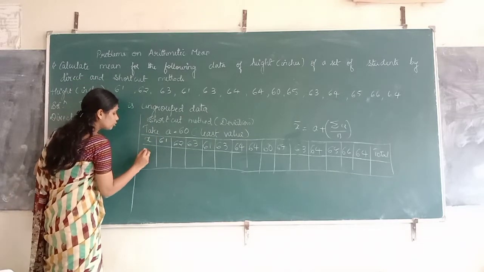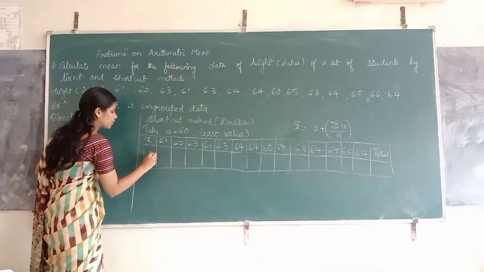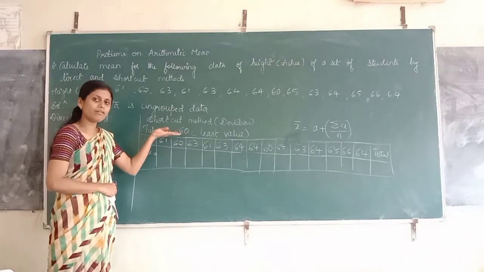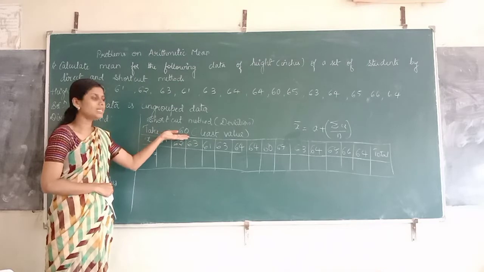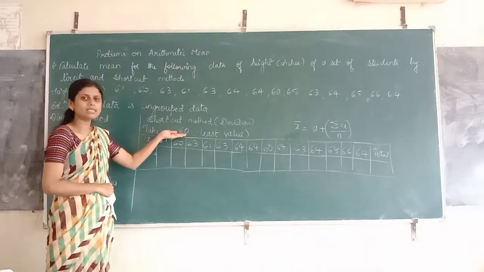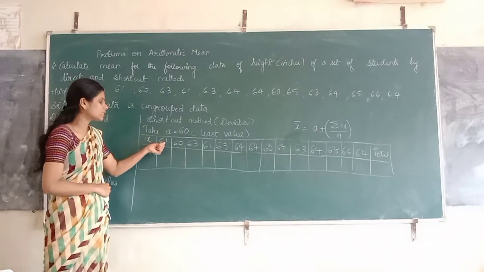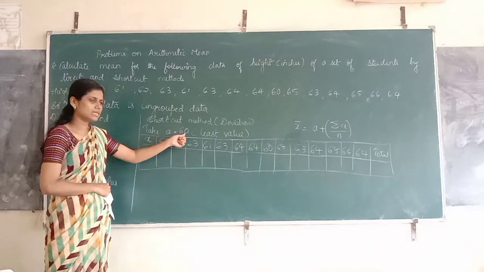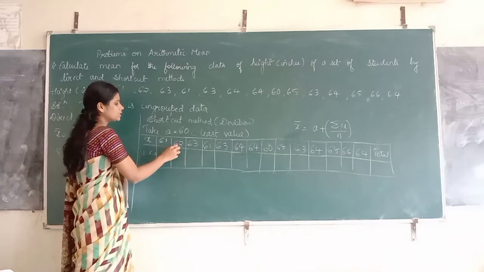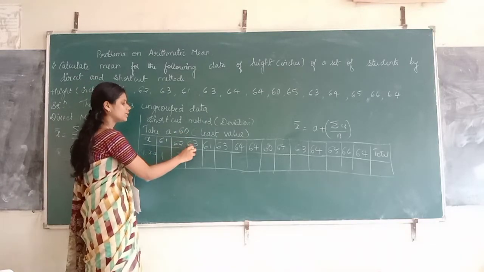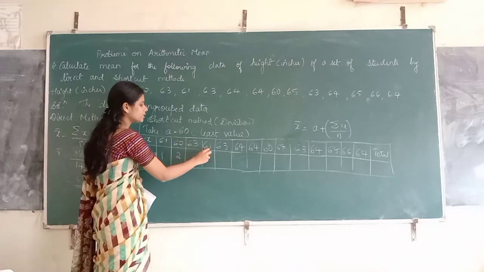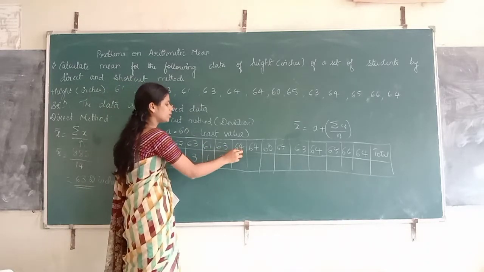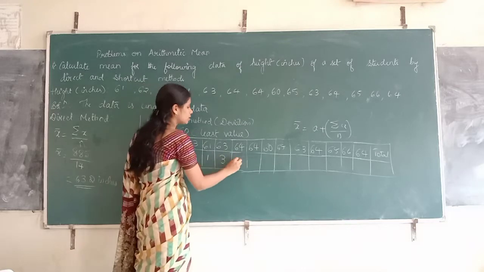U is equal to x minus a. A we have already found out what is a. A is assumed mean, that is least value. Least value is 60. Now we are going to deduct 60 from each observation. So 61 minus 60 it is 1. 62 minus 60 it is 2. 63 minus 60 3. 61 minus 60 1. 63 minus 60 it is 3. 64 minus 60 it is 4.